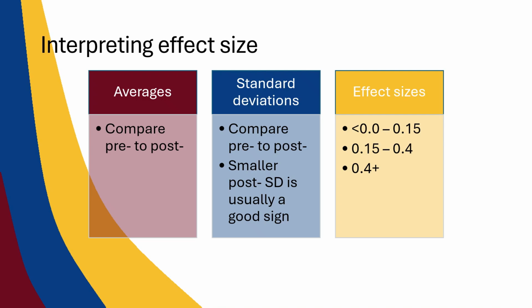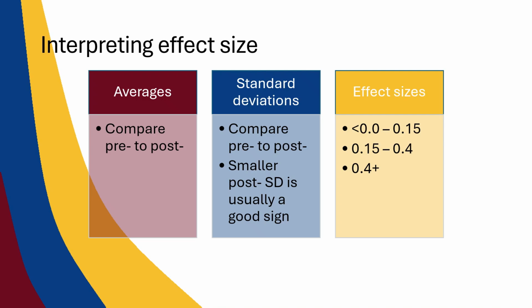Once we have our effect size, it's time to interpret it. We have a few different types of data to help us make an interpretation. We have the averages, the standard deviations, and the effect size itself. So the first thing we might want to look at is the averages. We'll compare the pre-test average to the post-test average, and obviously we're hoping that the post-test average is higher or better than the pretest average.